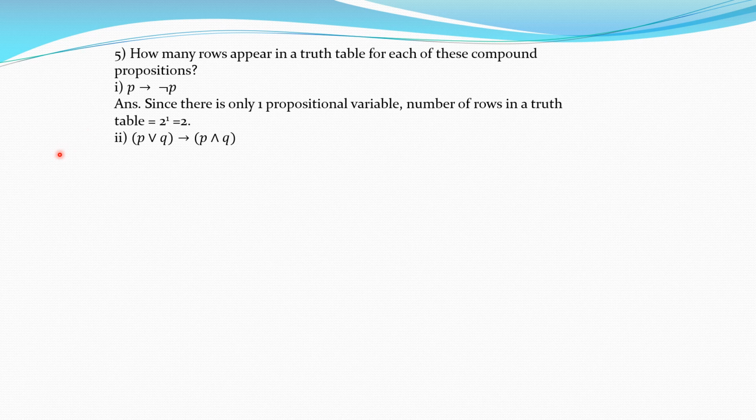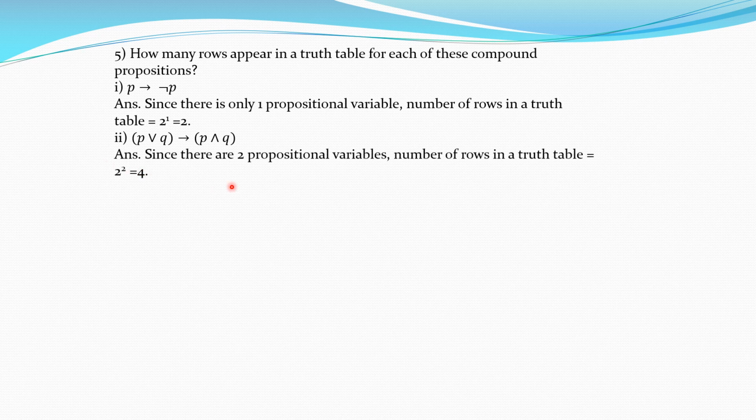Now the second statement is P disjunction Q implies P and Q. Now it contains two variables, namely P and Q. So the number of rows in the truth table of this proposition is equal to 2 raised to 2, which is equal to 4.